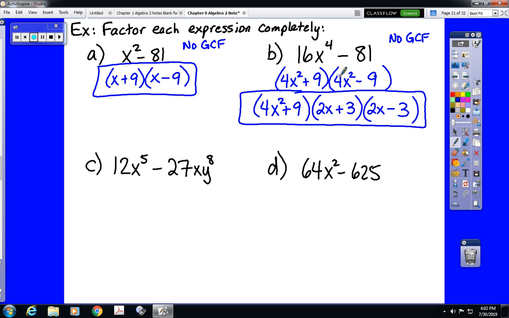Letter C, by the way, if you think you know what you're doing, you should pause the video and try to factor the last two. Remember GCF first, then look for the pattern.